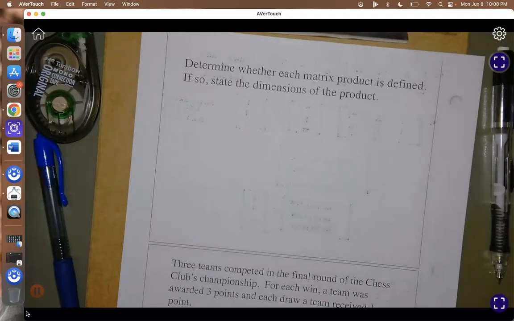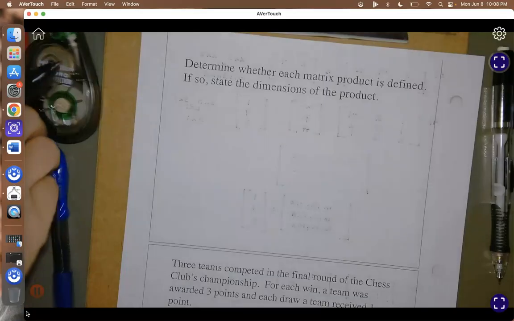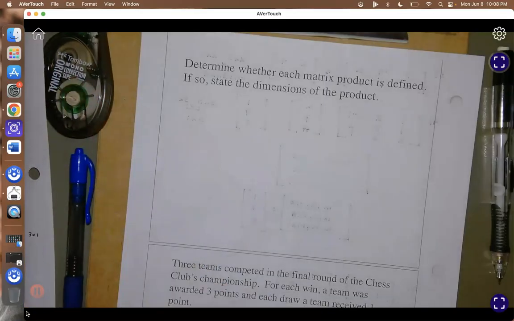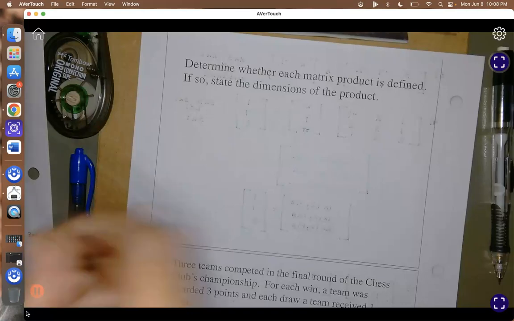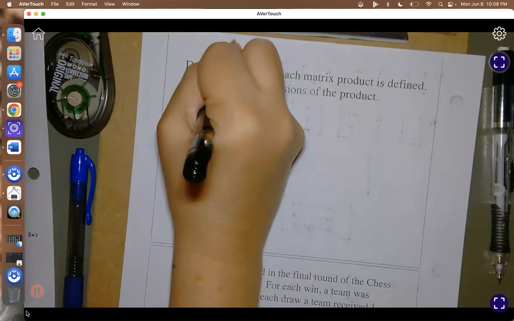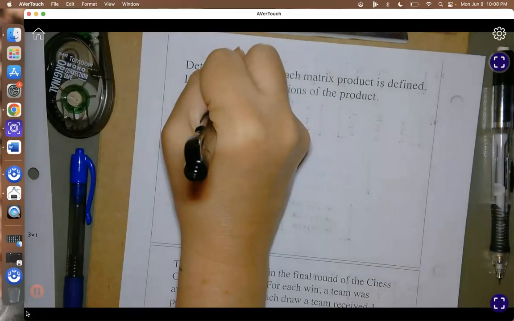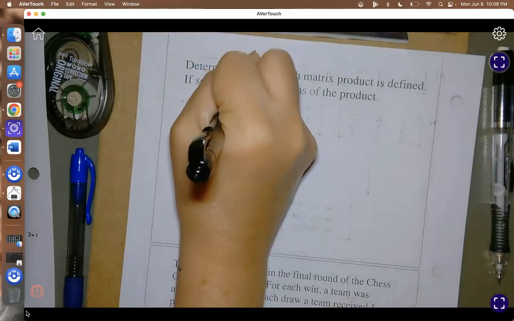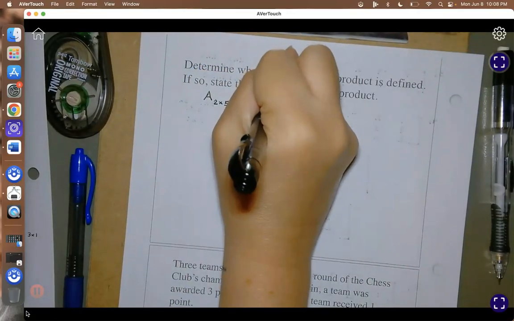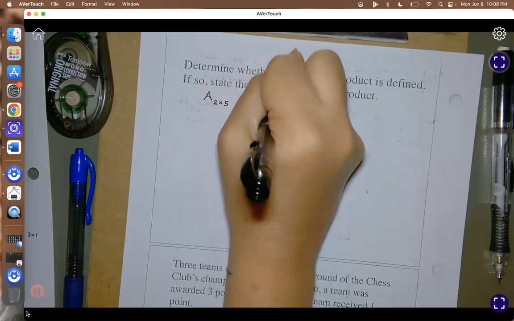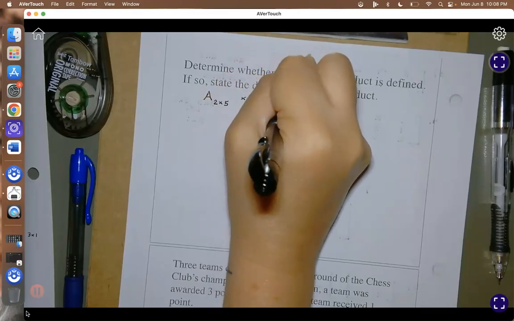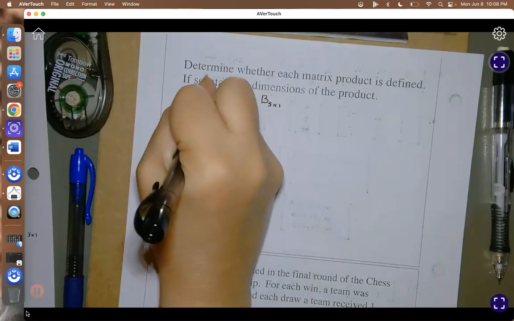Okay, next, I'm going to give you some matrices, and you're going to tell me if the matrix product is defined. That means, can we work it? And if so, tell me the dimensions of the product. So this is super easy here. So we're saying that A is a 2 by 5 times B, which is a 5 by 1. And I'm going to do 3 of them here.